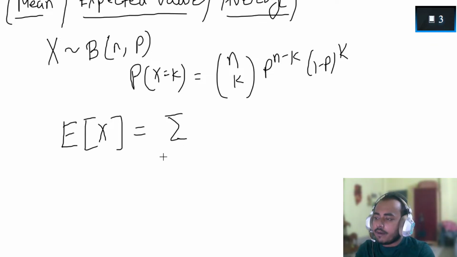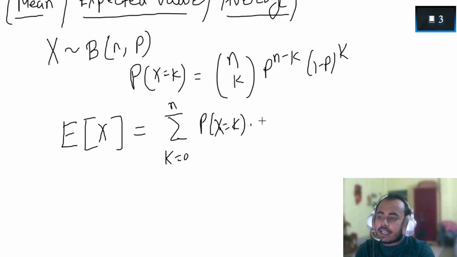So we're going to sum over all those points, in this case only from 0 to n, and we're going to sum the probability of x equals k multiplied by the event itself, which is k. So x is taking the value k. So we are going to sum up all the values of k into the probability of x equals k. And this is going to give you your answer.